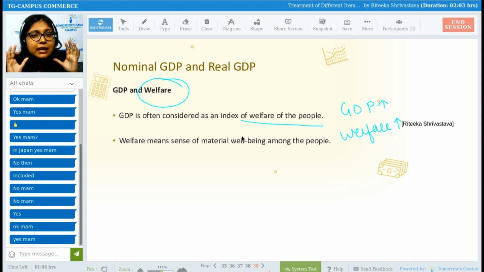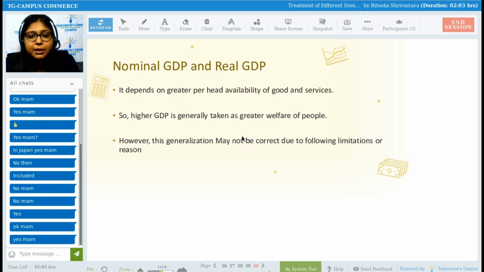That means the GDP of the country can be higher when everything is going good in your economy, when everything is going good with each and every individual living in your country. So it is considered that if the GDP of a country is good, the entire country's situation is very good. So welfare means a sense of material well-being among the people. That means all the people living in the economy are well-to-do, are doing good, and are fit and fine. So it depends on greater per head availability of goods and services.